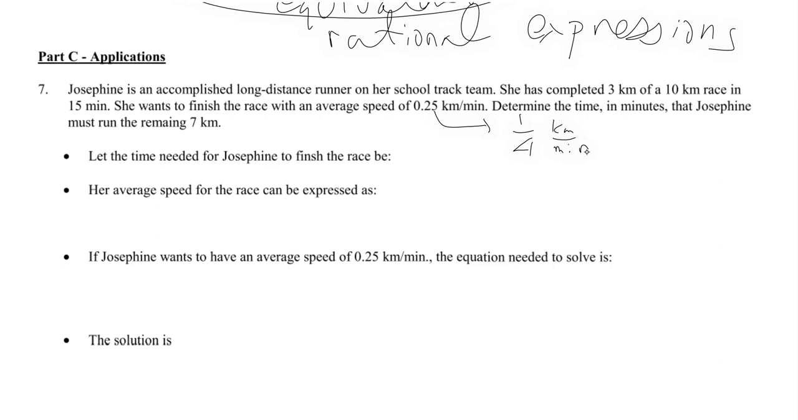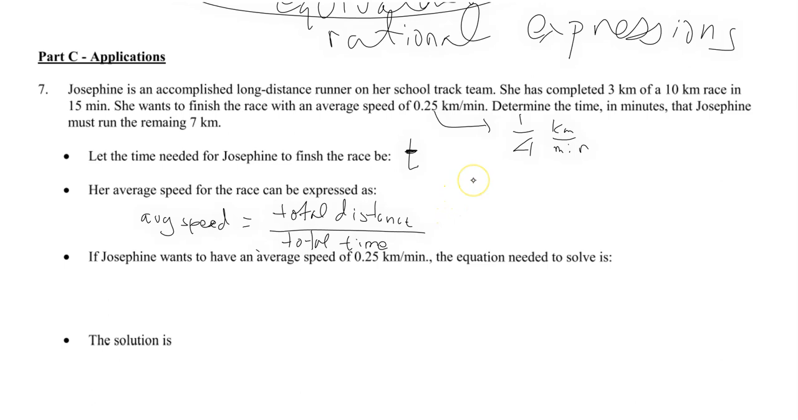Okay, so let the time needed for Josephine to finish the race be t. Her average speed for the race will be the total distance divided by the total time, since speed is distance over time. Think about it: you drive to Edmonton, a total distance of 300 kilometers and a total time of 3 hours. 300 divided by 3 gives you 100. On the top you've got kilometers, on the bottom you've got hours, so you'd have 100 kilometers per hour. If you're trying to think about distance, time and speed, just think about driving to Edmonton.